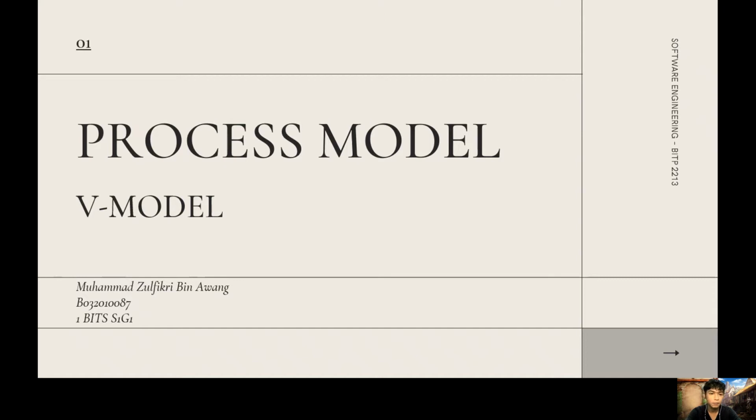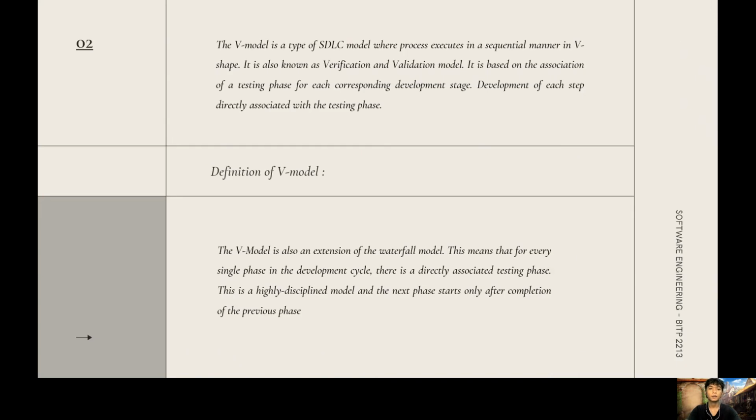So today I'm going to present about the process of the V model. Okay, first of all, we need to know the definition of the V model. The V model is a type of SDLC model where the process executes in a sequential manner in a V shape. It is also known as the verification and validation model.